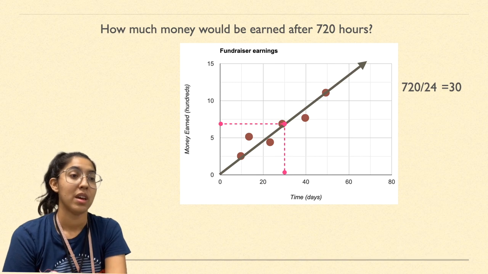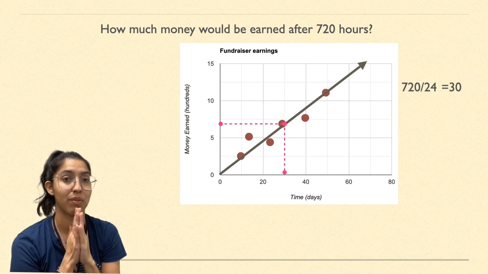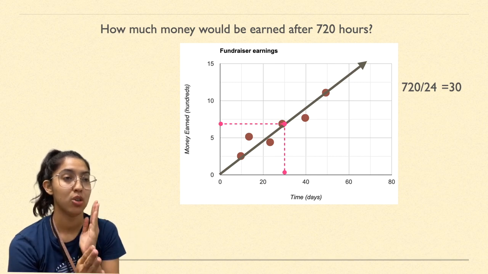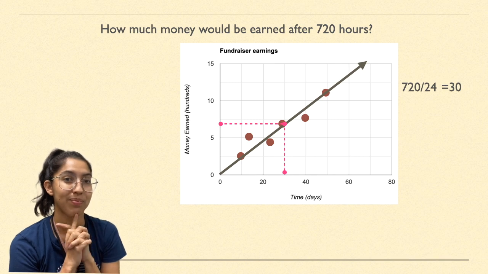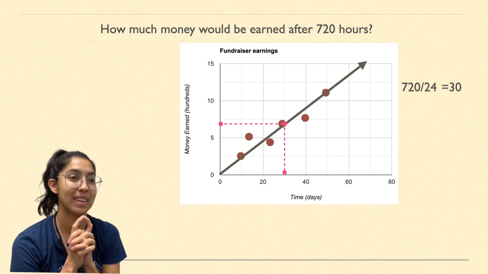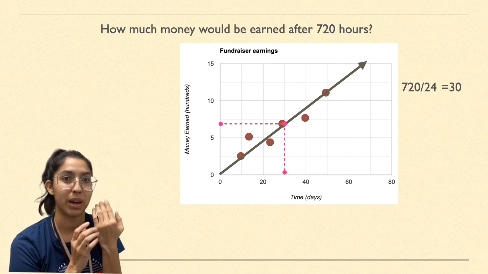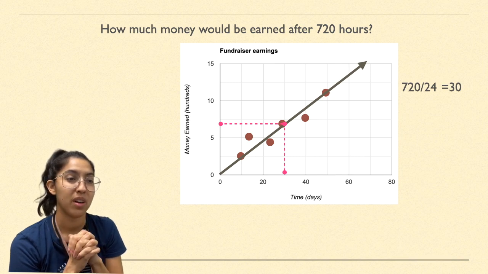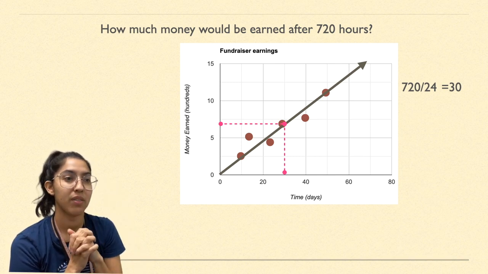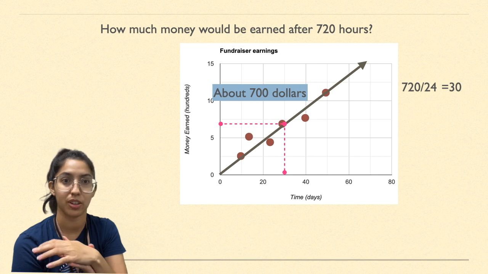So if I look, it says money earned in hundreds. You have to read the titles because if you don't, you'll be very confused. So money earned in hundreds. So I look, I see that I'm between 5 and 10, and there's actually 2 jumps between 5 and 10. So that tells me it's counting by 2.5s about. So 5 to 7.5, I would say this is about 7. So in hundreds, that would be about $700.